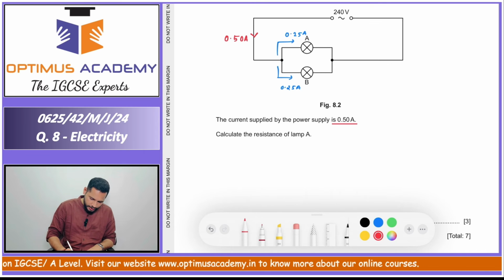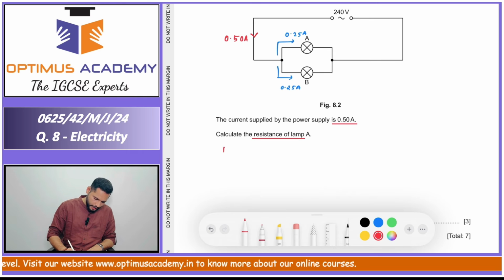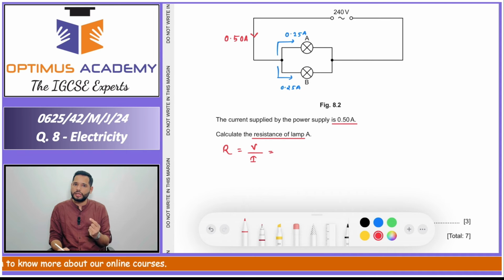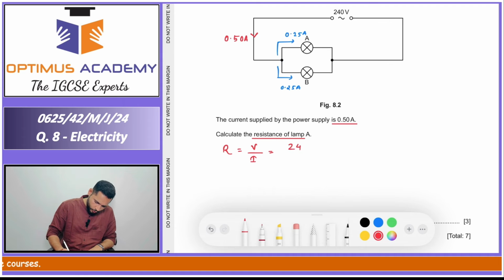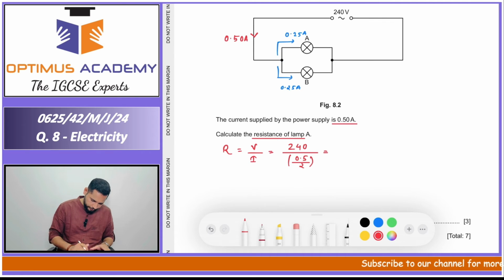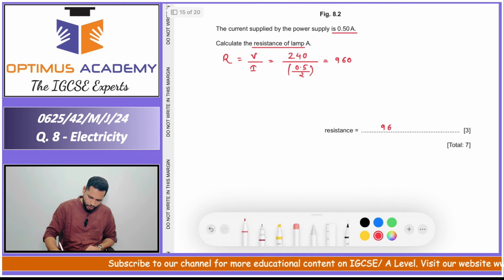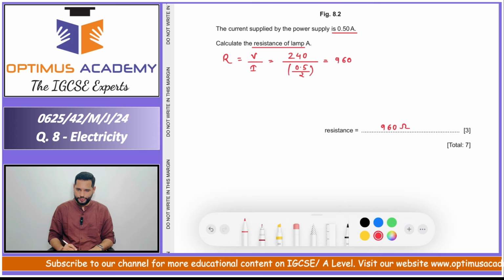Using this, we can calculate the resistance of lamp A. Resistance is equal to voltage upon current. Since both the lamps are parallel to each other, the voltage across both of them is going to be 240. The voltage will be 240. Current across each lamp, we can show it like this, is 0.5 divided by 2. So if we do this on the calculator, we get the answer for resistance as 960. So the resistance of each lamp is 960 ohms.